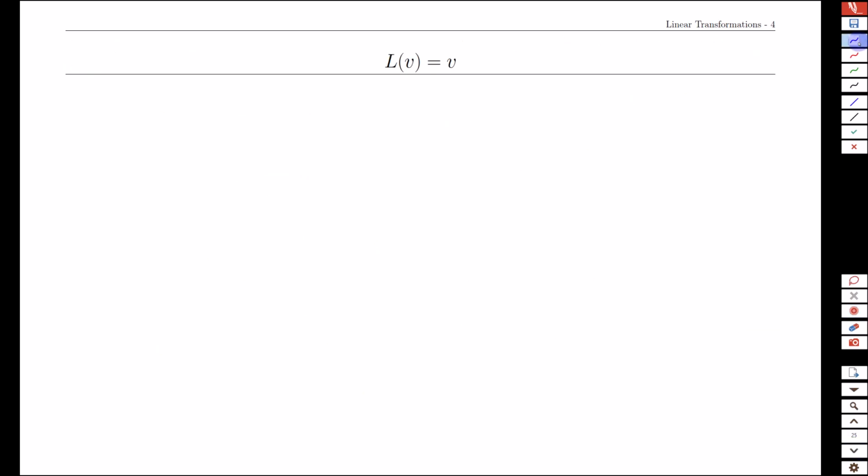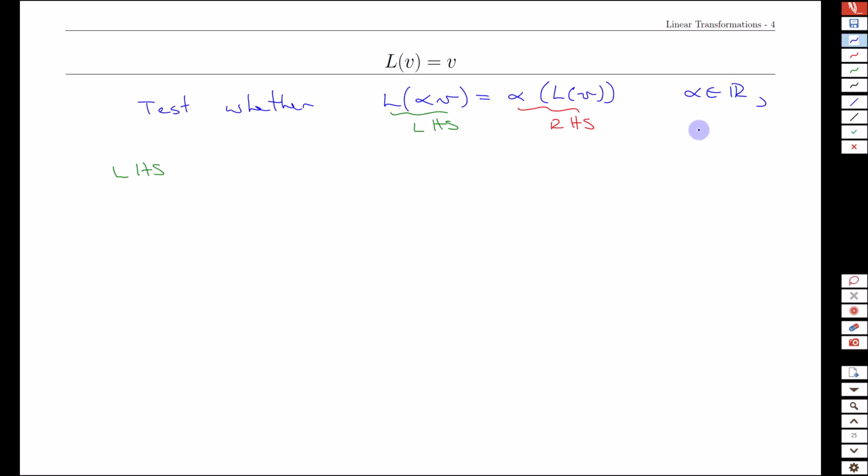Now we repeat that same basic operation for the scalar multiplication. So we're going to test whether L of alpha v is equal to alpha times L of v. And again, let's call this the left-hand side and the right-hand side. And again, sorry, I should put the extra ingredients here: alpha being a real and v being some element of our vector space V. So our left-hand side here is L of alpha v, which is equal to, well, the transform by the definition of L.